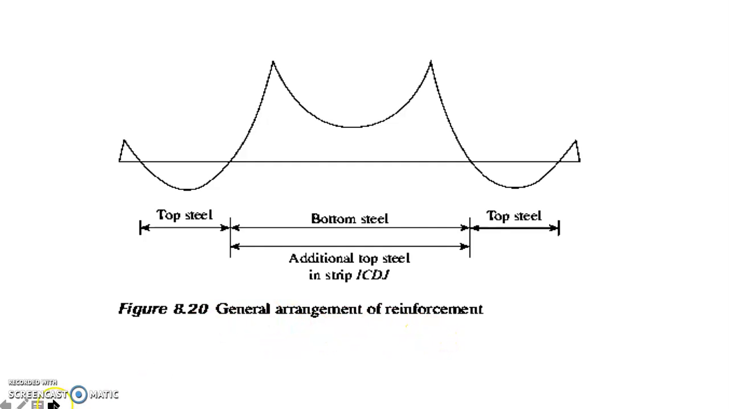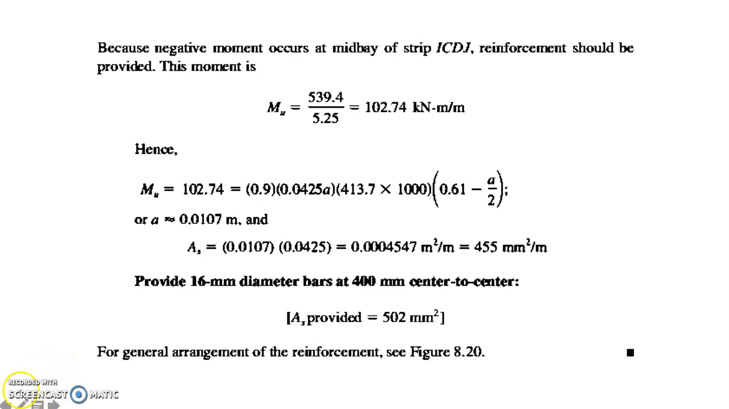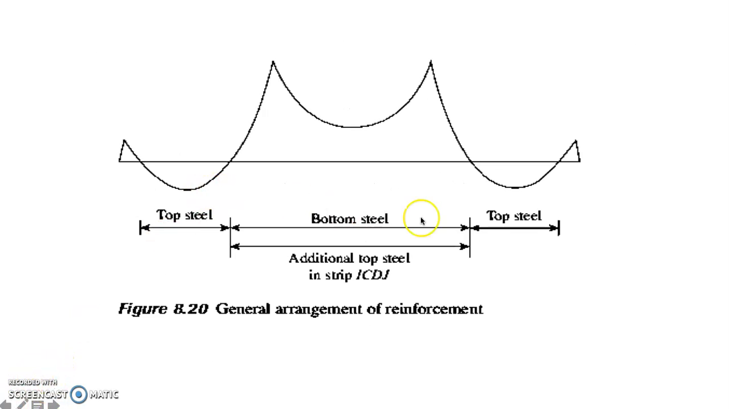Basically, our negative moment occurs on the midway of the strip ICDJ. So we have here a moment. This is the maximum negative moment. It is located on the midway of the strip ICDJ. So we have to provide reinforcement in this midway. To provide the reinforcement, let us identify the moment at this point.